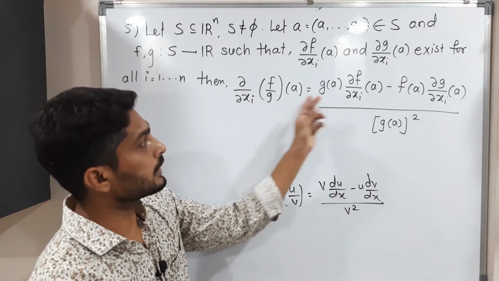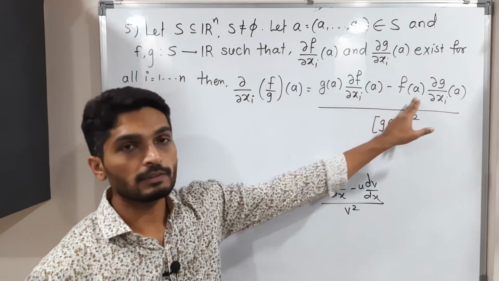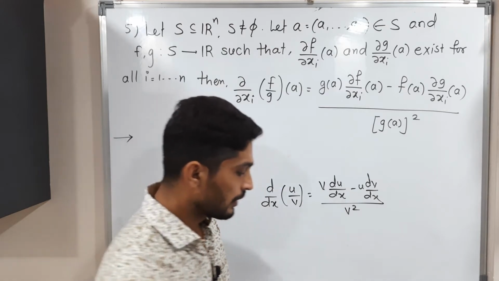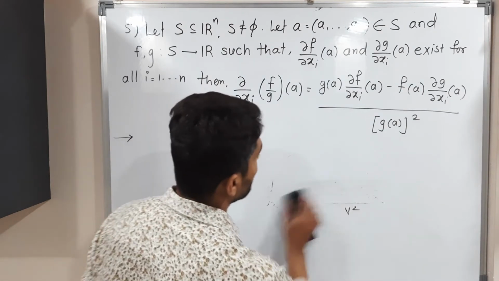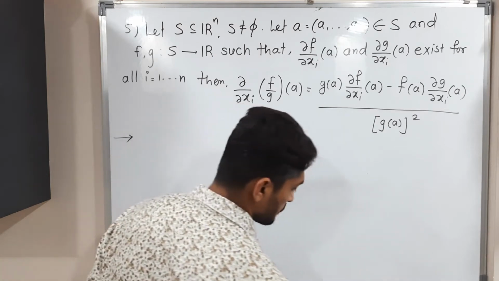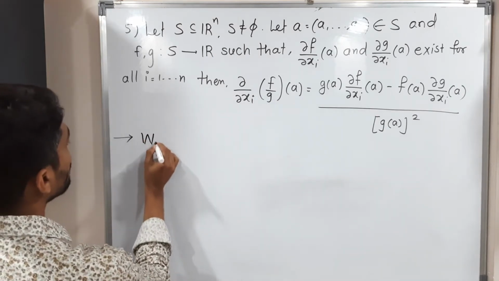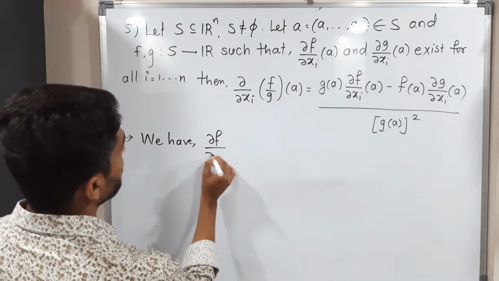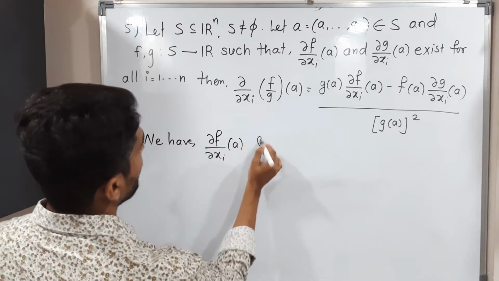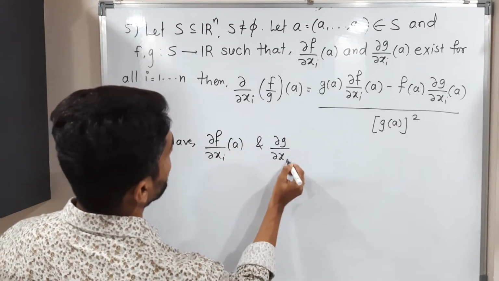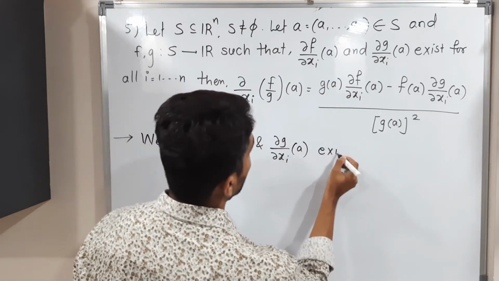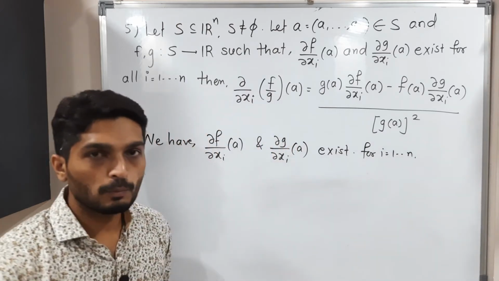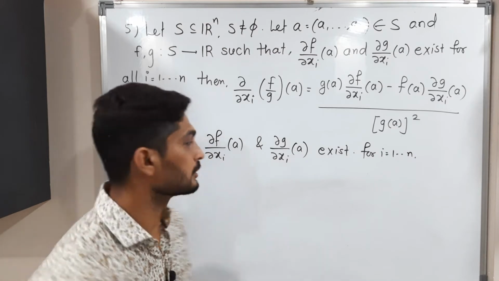Derivative of f upon g is equal to (g into derivative of f minus f into derivative of g) divided by g square. Same thing we have. So this thing we have to prove now. What will I do? I will start with the given thing. We have these two partial derivatives, ∂f/∂xi of a and ∂g/∂xi of a, existing for i running from 1 to n. So both partial derivatives exist, so I can apply the definition here.